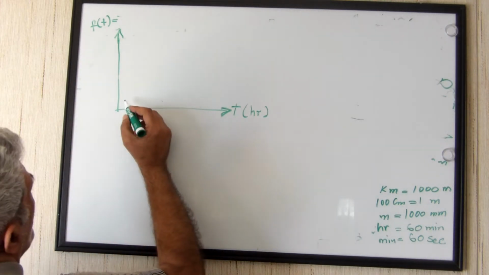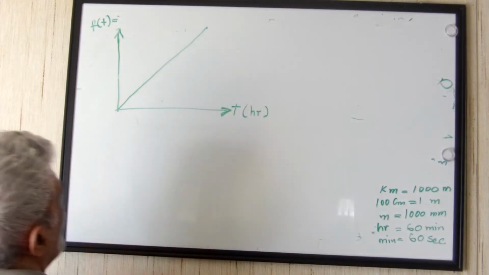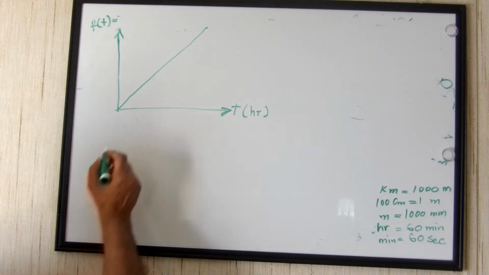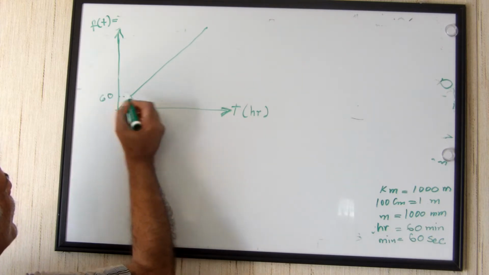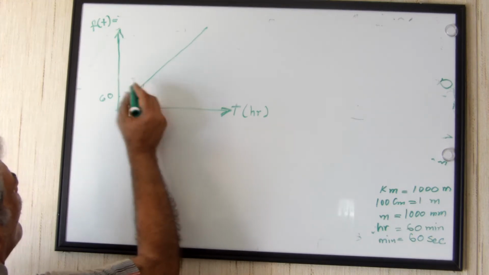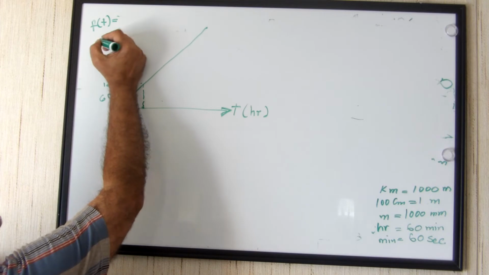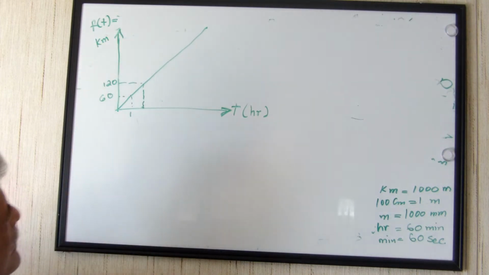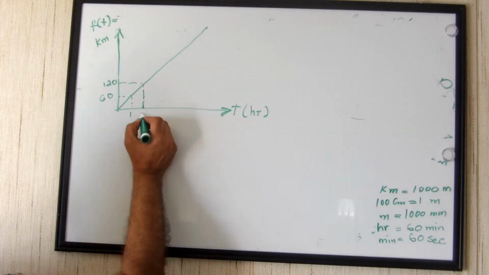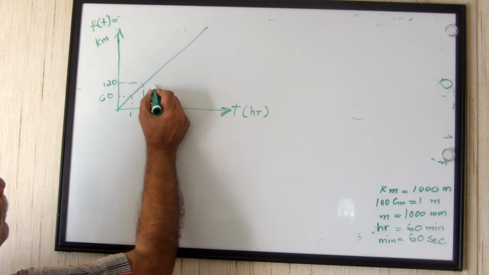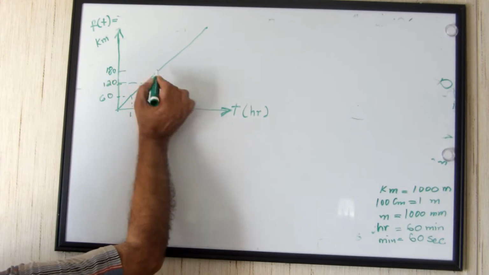Let's see, a car is going 60 kilometers per hour. There is a car going at a constant speed, which means at 1 hour it is going to go 60 kilometers. And the second hour is going to be 120. This is the unit. You write the unit here, kilometer. It is the distance, kilometer per time. And then at the third hour, how much? 180, and so on.